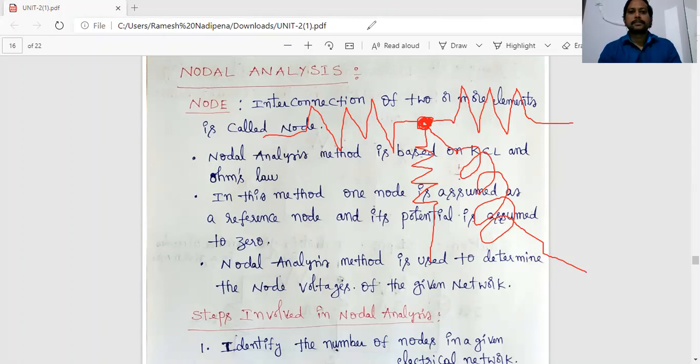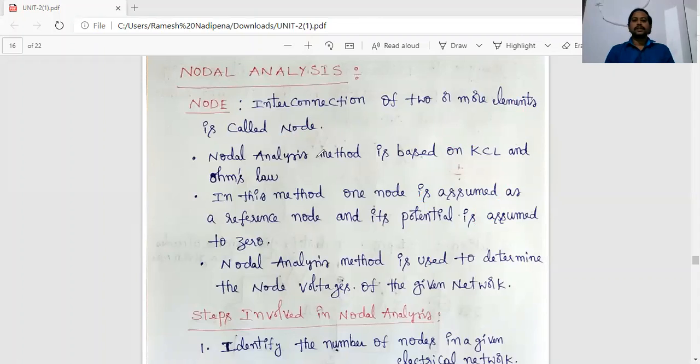Another important thing: in nodal analysis method, one node is assumed as a reference node and its potential is assumed to be 0. That means one node should be grounded. For example, let us take one example. Let us consider a simple network. For example, this is a resistor. This one is another resistor.